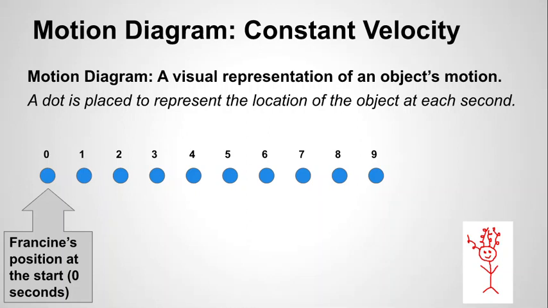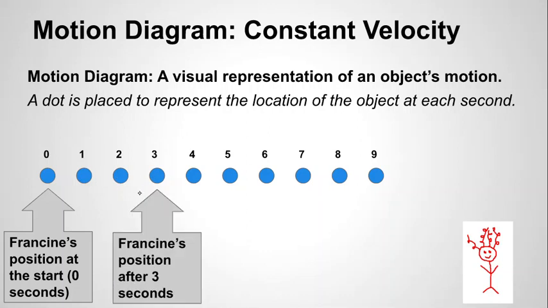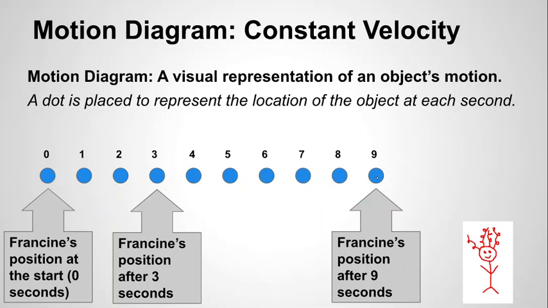Our first dot shows her position at the start at 0 seconds. After 1 second, this is her location at this dot. After 2 seconds, this is her location. After 3 seconds, this is her location, and then so on, same distance each second. And at the very end, she's going to get to this location after 9 seconds.